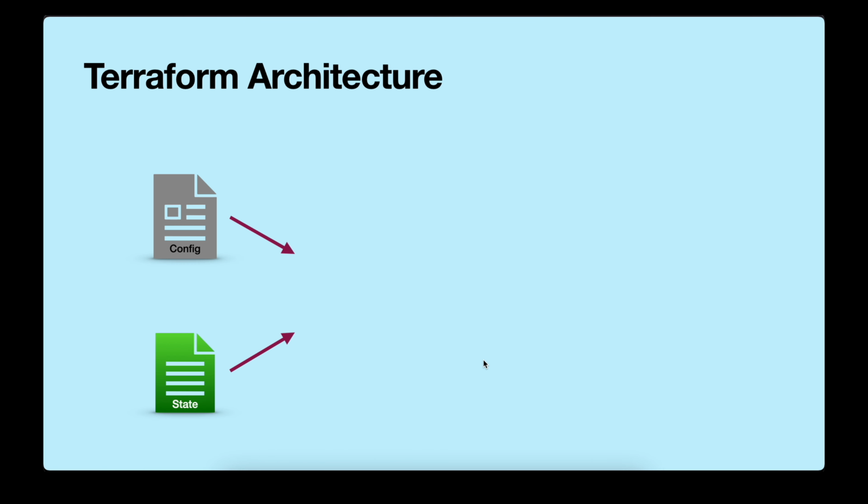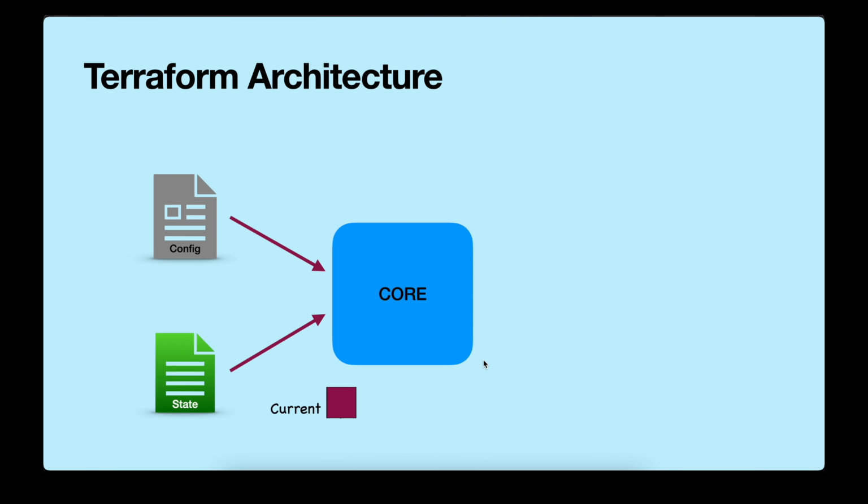Then both these items are taken into consideration by the Terraform core. After analyzing, it creates a graph to reach from the current state to the desired state. It also shares the plan with the user, like, these are the resources that will be created, changed, or destroyed. Now the user can review the plan, and if everything looks fine, they can go for the apply stage.